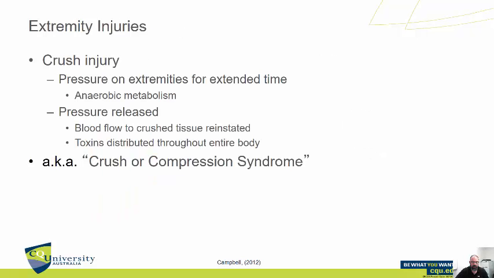Okay. Next, we're going to talk about crush injury. It can be a little bit complicated, but I'm going to break it down for you so you can understand each component of crush injury individually, and then the bigger picture will make sense.